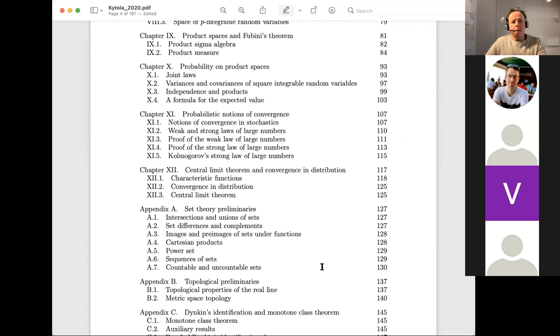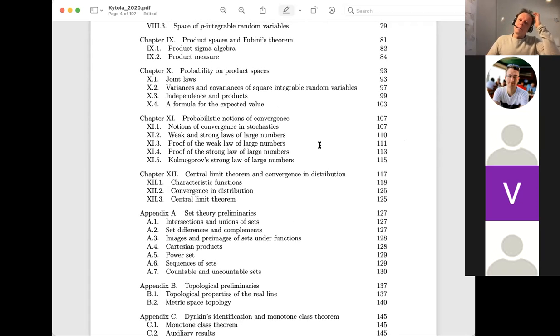And a very important part of the course is the product spaces and how to work with probabilities in product spaces, joint distributions, product measures, densities on product spaces, and so on, and kernels.